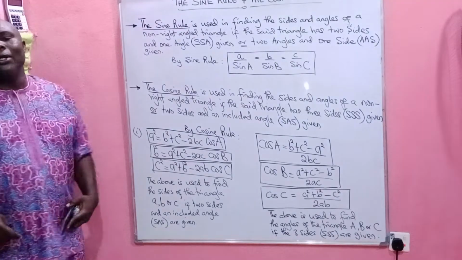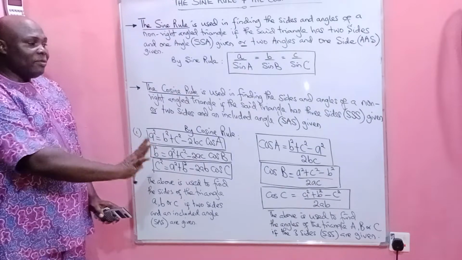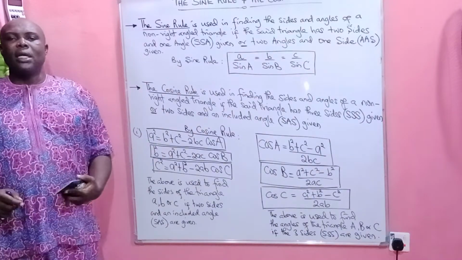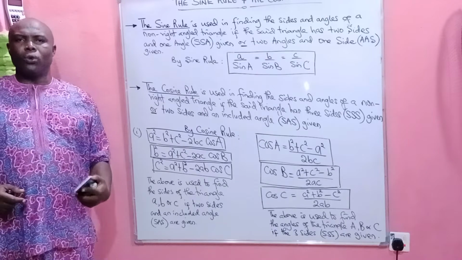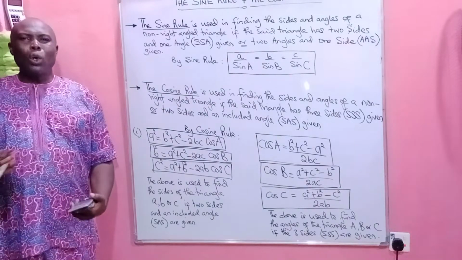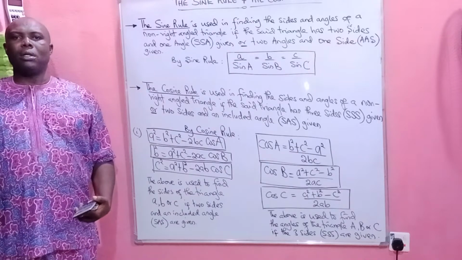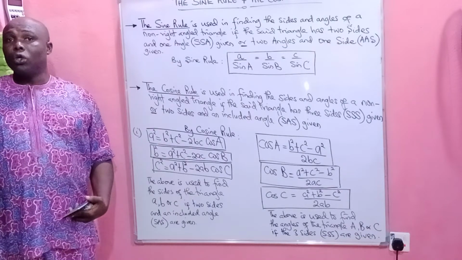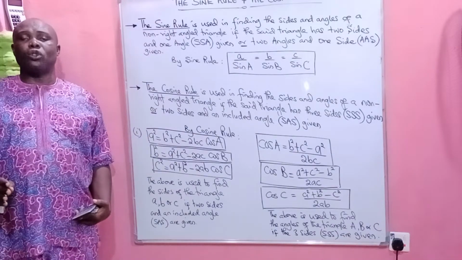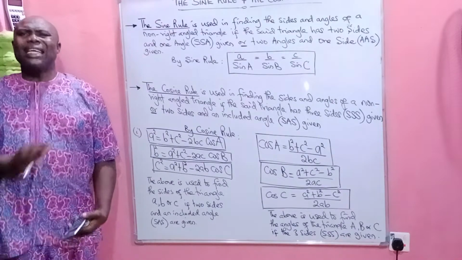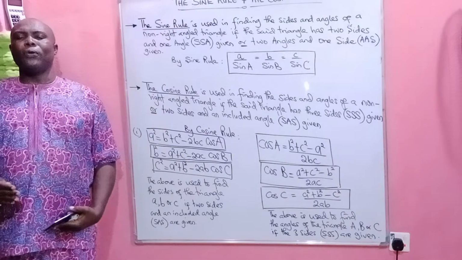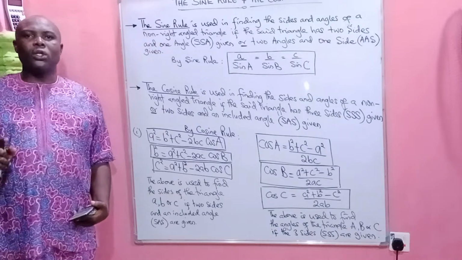Alright, so the sine and the cosine rule. Now, I have left the space here so that you can have enough time to copy the notes. It's very important. The sine and the cosine rules are both used in solving triangles that are not right angle triangles. If a triangle is right angle, you use either SOHCAHTOA or Pythagoras theorem, as the case may be, to solve the triangle. But when the triangle is not a right angle triangle, you either use the sine rule or the cosine rule, based on certain conditions.